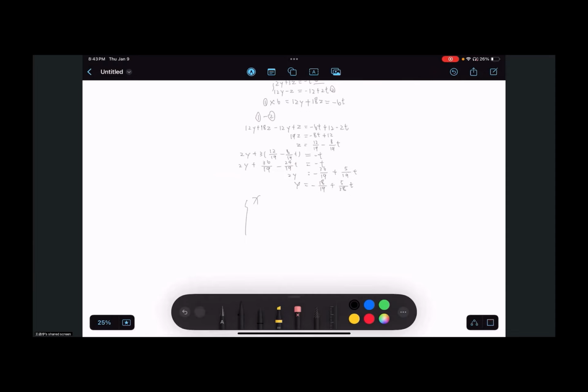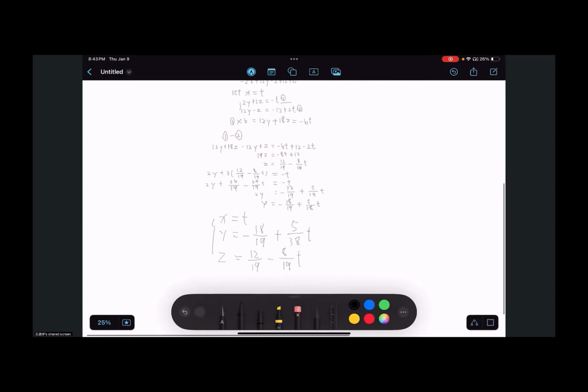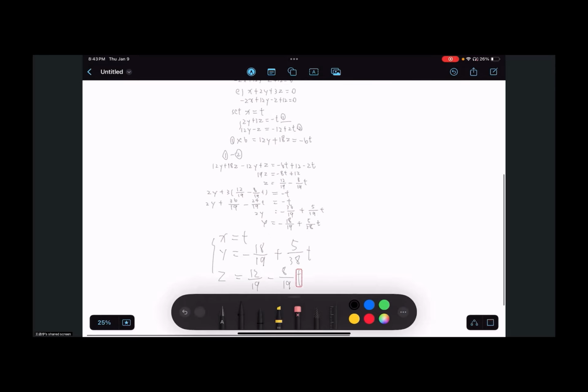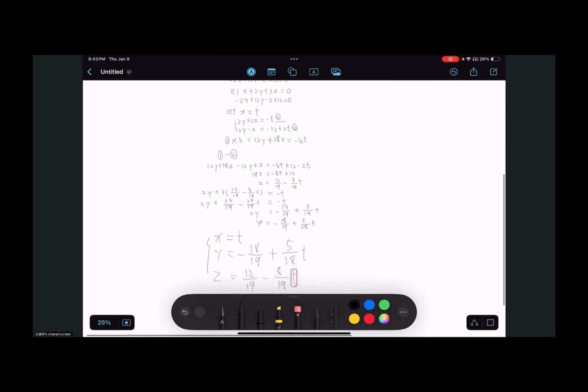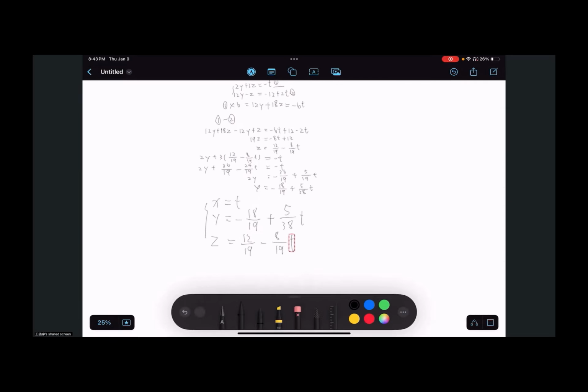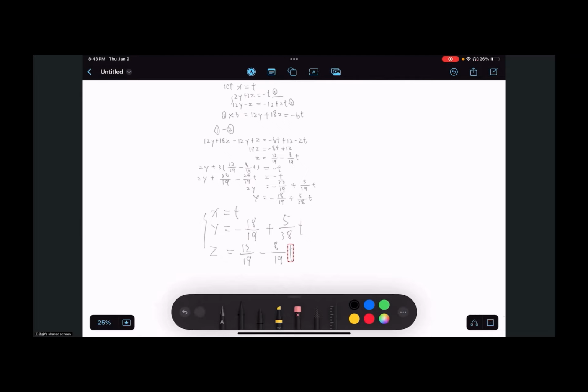So x equals zt and y equals negative 18 over 19 plus 5 over 38t. And z equals 12 over 19 minus 8 over 19t. So this is a parametric equation for the intersection of the two planes.